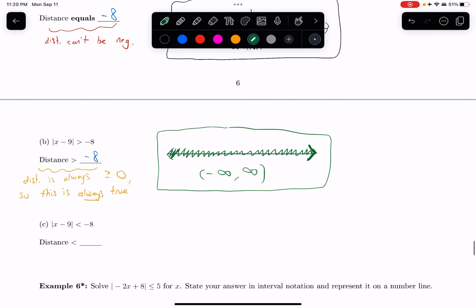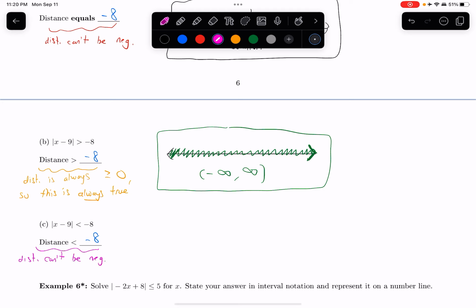What if I say now it's less than negative 8? So this time I think the distance is less than negative 8. Let's think about that. Now it's saying my distance has to be less than a negative value. But a distance, if it was less than a negative number, that means it's even more negative. That doesn't make sense. A distance can't be negative.